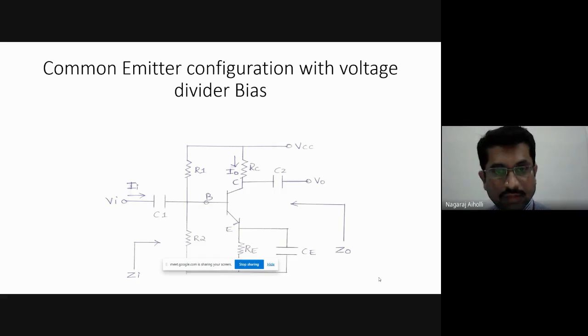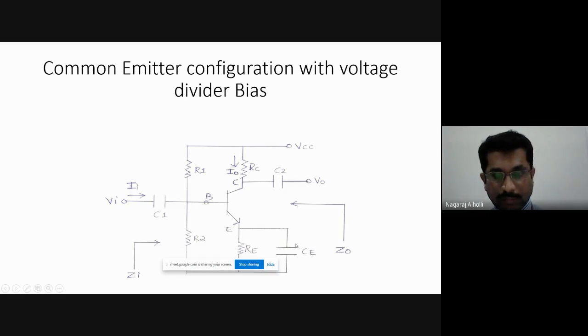Okay, this is our voltage divider bias circuit. R1 and R2 are there. Then we have RC, collector resistance, emitter resistance, capital RE. Input is applied to the base terminal through C1 capacitor. Output is taken from the collector terminal through the coupling capacitor C2. There is a bypass capacitor CE. This bypass capacitor is connected to ground the AC signals.